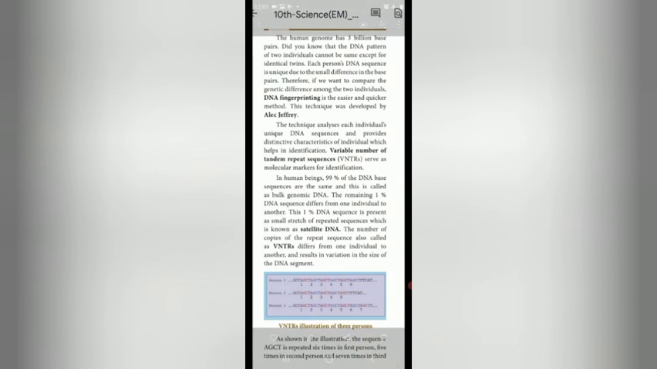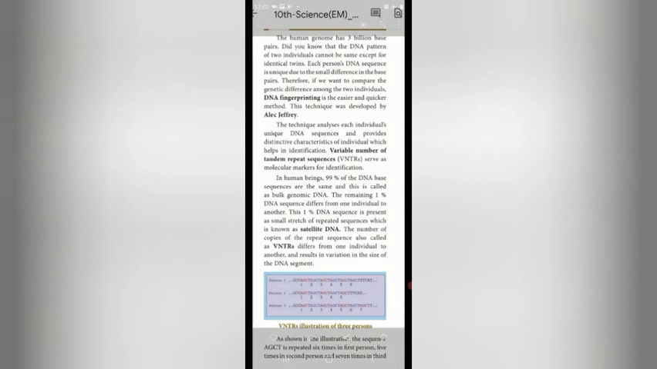Out of 100, only 1% of the DNA sequence, that is nitrogenous bases, shows the variation or differentiation from one individual to another individual. That 1% of DNA variation is shown in the form of stretch-like repeated sequences. That means the nitrogenous bases are repeated. That is called satellite DNA. This is an important 2-mark question. That is, the 1% DNA sequence present in the form of small stretches of repeated sequence is called satellite DNA.